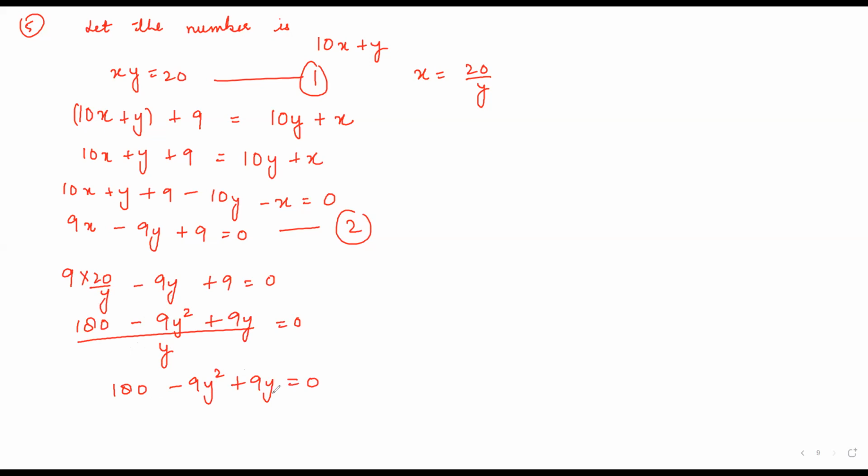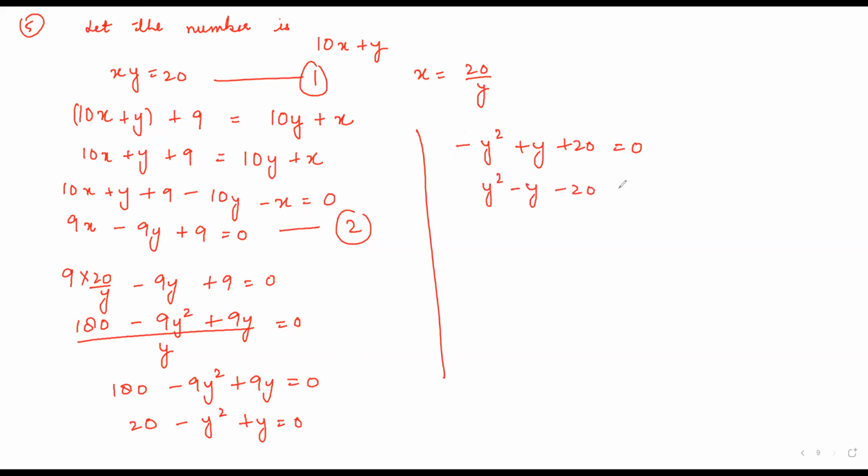You can take 9 common, so it will be a bit simpler. So this will be 20 minus y square plus y is equal to 0, right? Just arrange it. So minus of y square plus of y plus of 20 is equal to 0. And then take minus sign common. So you get y square minus y minus 20 is equal to 0.